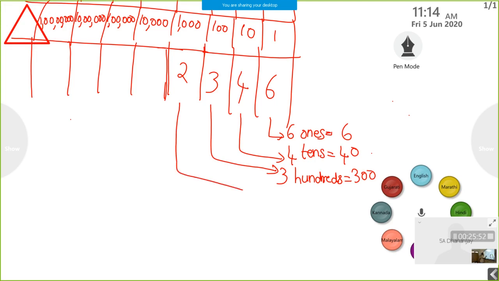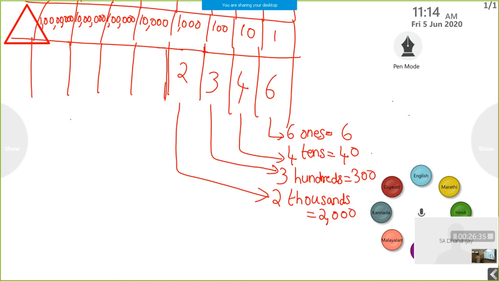Now coming to the next digit, it is 2. 2 lies in the thousands place, and the value of the thousands place is 1000. So the place value of 2 is 2000, which is 2 into 1000. Is that clear? Make sure that when you write the place value, you don't write the place alone. You have to write the value of that particular digit when it occurs in that particular place. Is that clear, all of you?